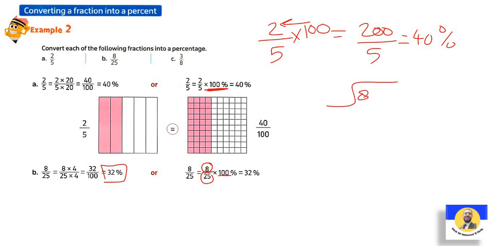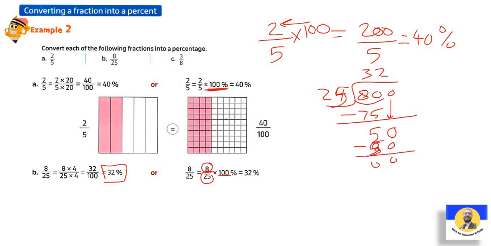That's 800 divided by 25, and you start to divide. So 80 divided by 25 is 3, because 3 times 25 is 75. Then we subtract, remainder 5. Then put 0. 50 divided by 25 is 2. Then we can make the subtraction and finish it. So the answer will be 32%.